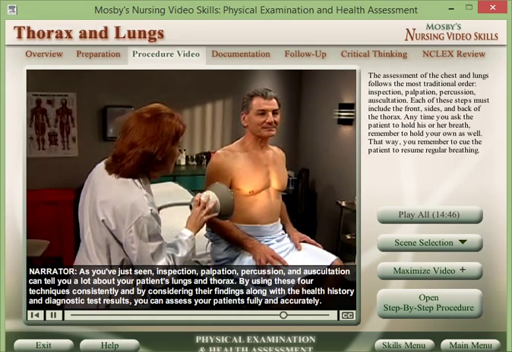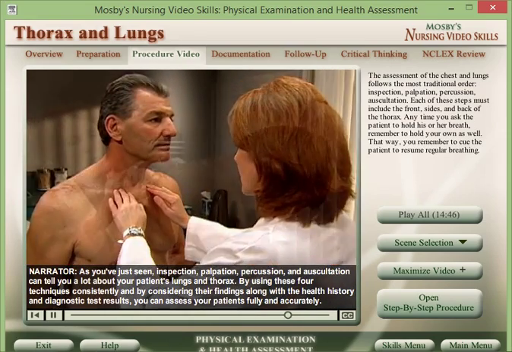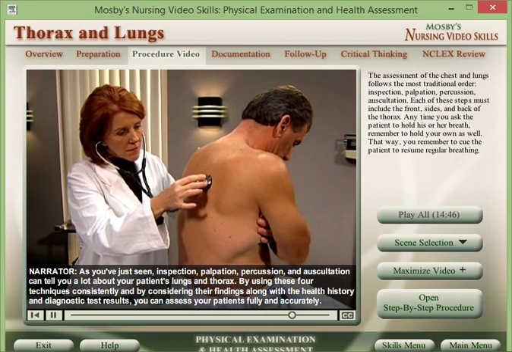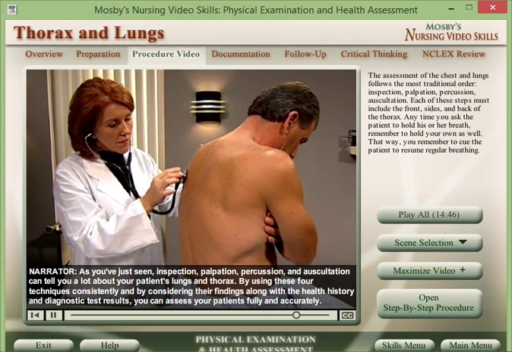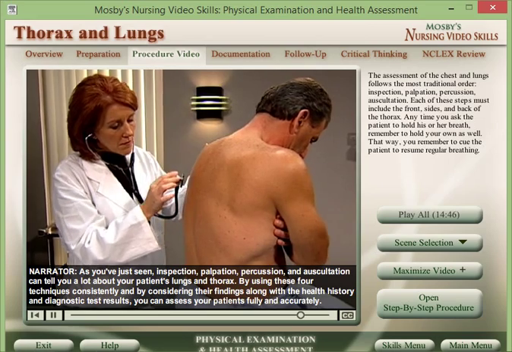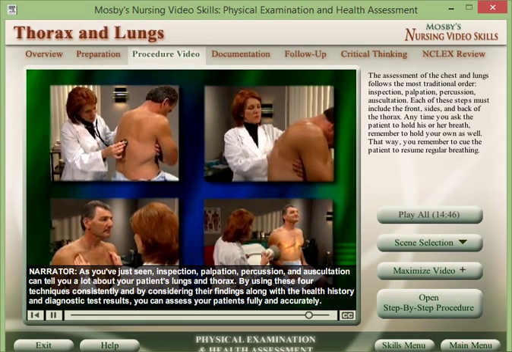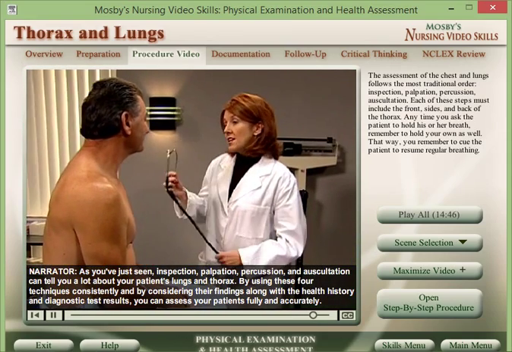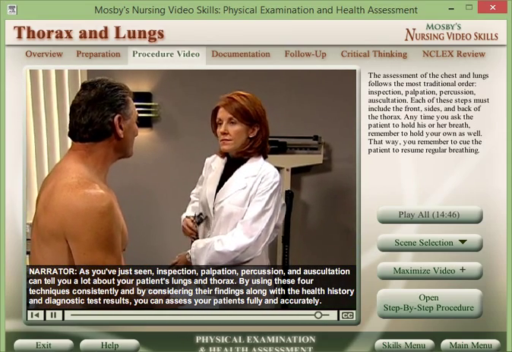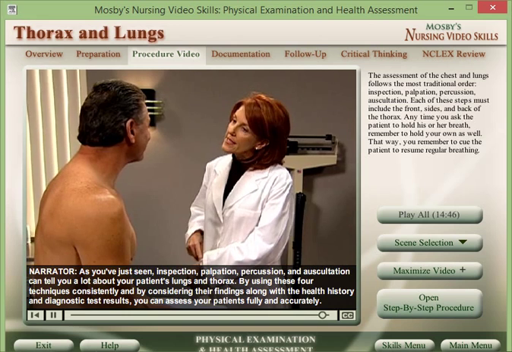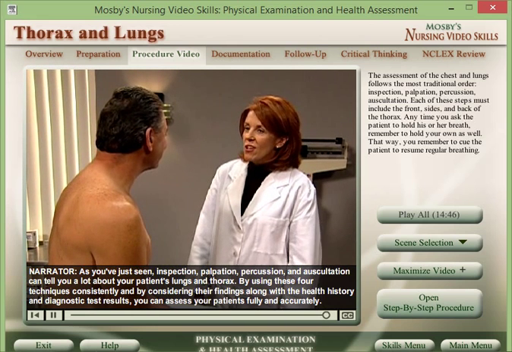As you've just seen, inspection, palpation, percussion, and auscultation can tell you a lot about your patient's lungs and thorax. By using these 4 techniques consistently, and by considering their findings along with the health history and diagnostic test results, you can assess your patients fully and accurately.